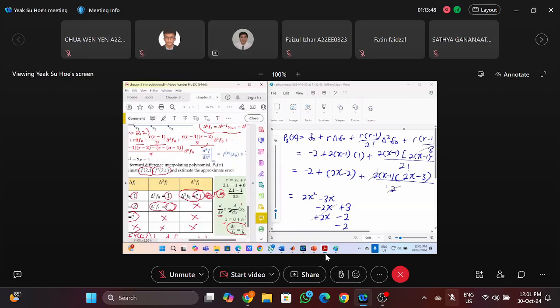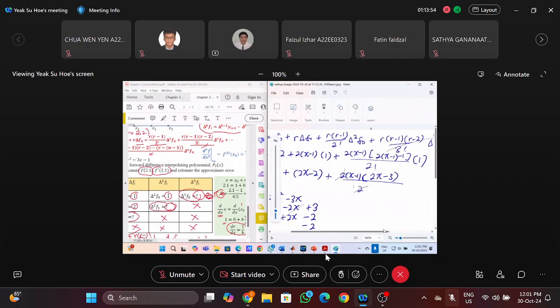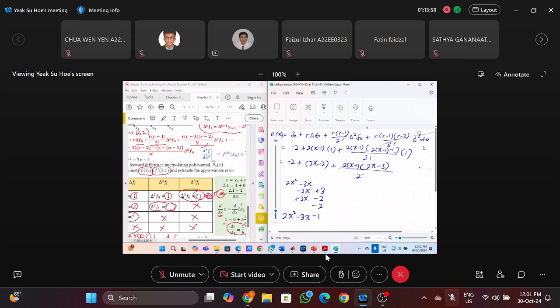Okay. Now we get the value. So substitute inside here. You see, this is a power 3, so this is 0. So it disappears, and we only have the constant, linear terms, and quadratics. Quadratic, you substitute this inside.